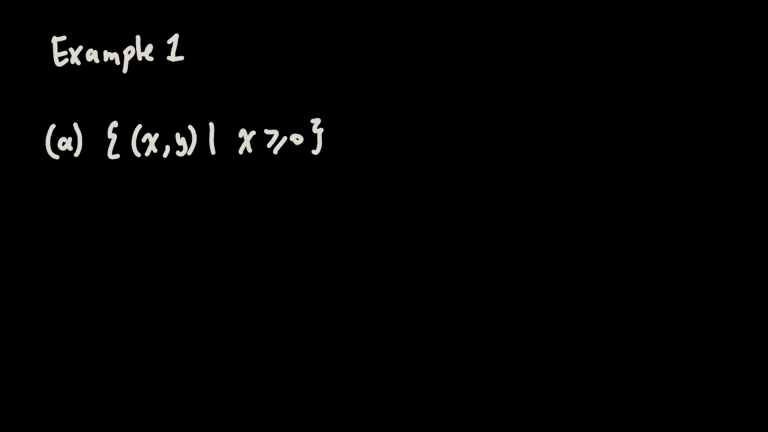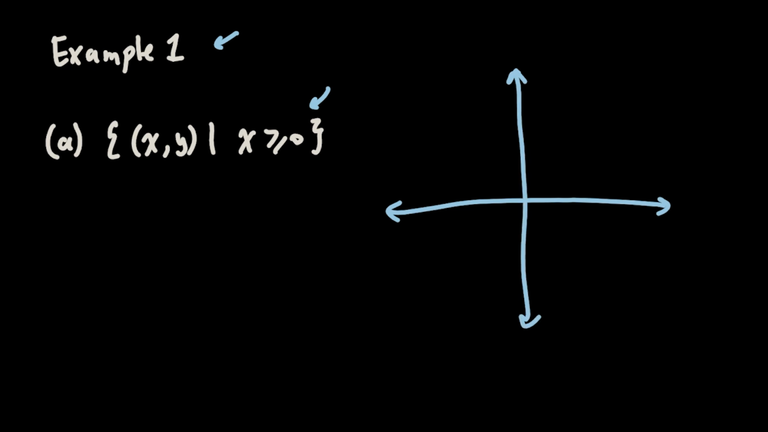Let's see an example. Example number 1 says we want to graph regions in the coordinate plane. So we have this set and we want to graph it. The first step that we should do is to draw the coordinate plane. So this is the coordinate plane. Now let's see the set here.